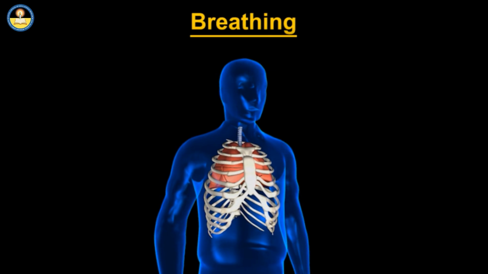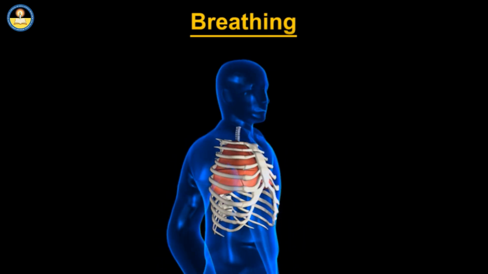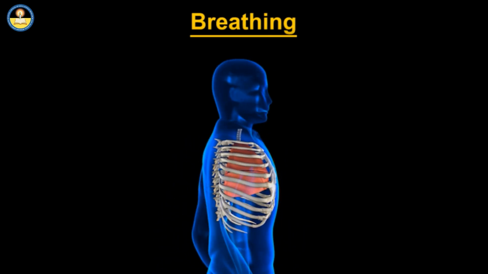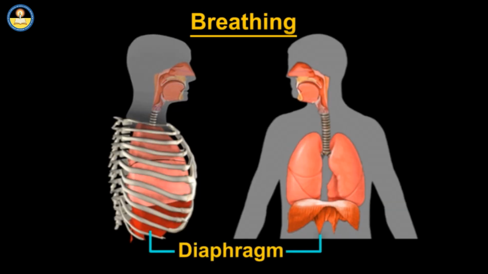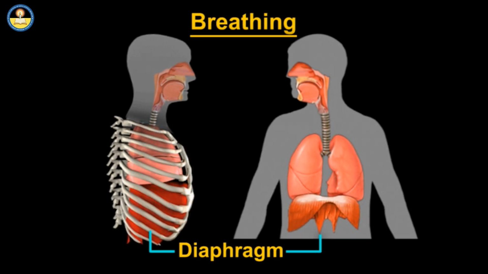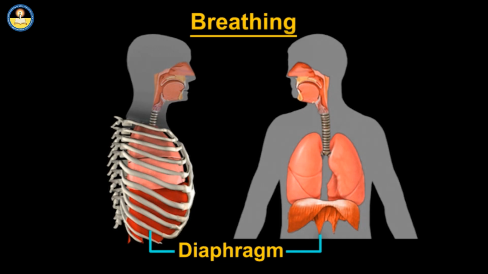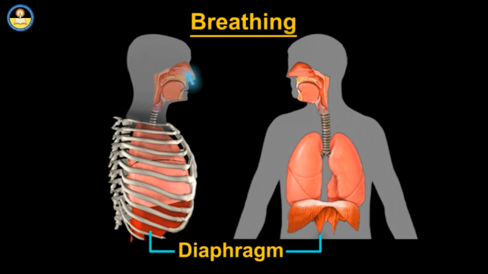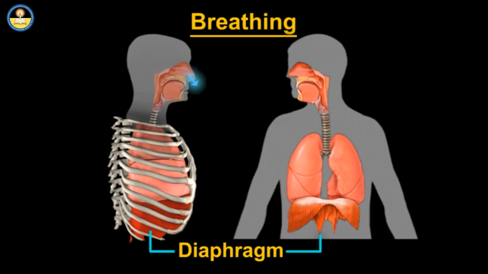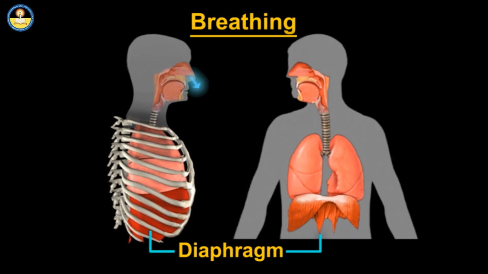Respiration starts with breathing. Breathing makes inhalation and exhalation possible. The muscular diaphragm separates the thoracic cavity from the abdominal cavity. As the diaphragm contracts and relaxes, breathing takes place. When our diaphragm moves down, we breathe in. Similarly, when the diaphragm moves up, we breathe out.